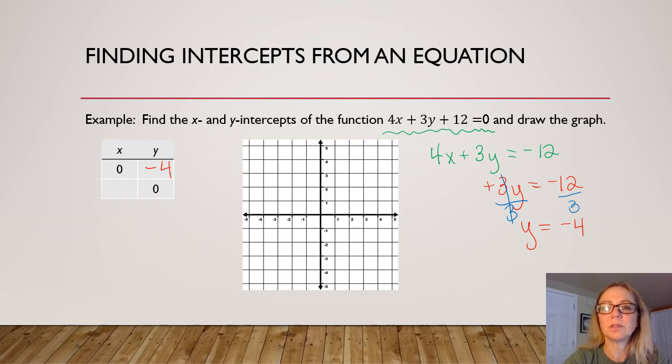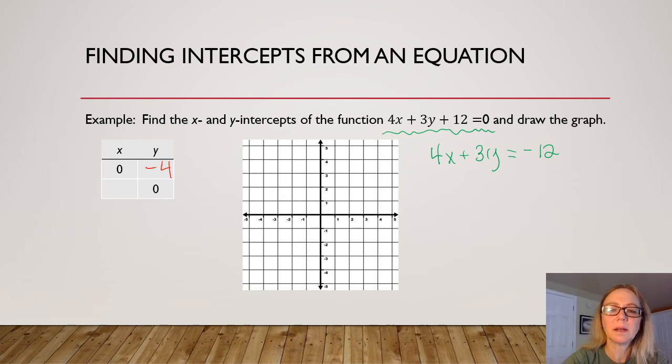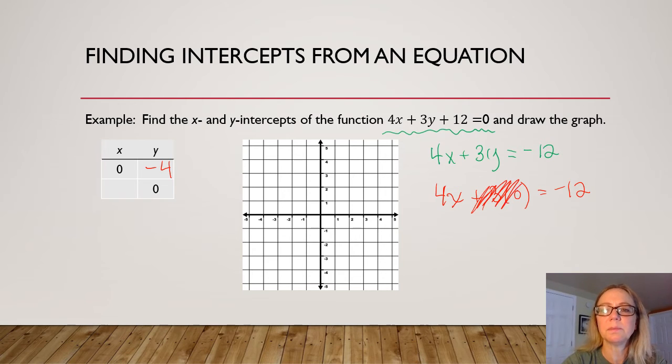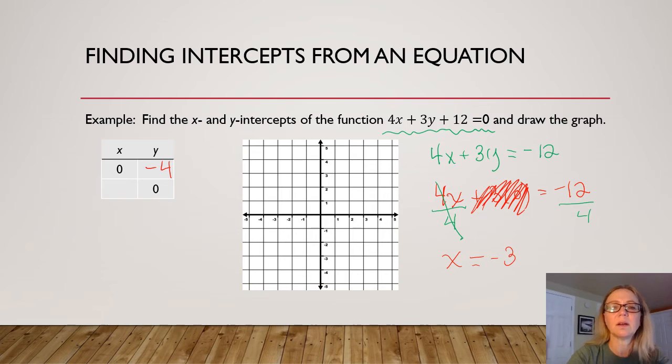Now I'm going to plug in 0 for y. I think I lost something there, 3y. All right, so I'm going to plug 0 in for y. I get 4x plus 3 times 0 equals negative 12. 3 times 0 is 0. I have 4x equals negative 12. So I divide both sides by 4 to make a 1, and I have x on the left equals negative 3 on the right.